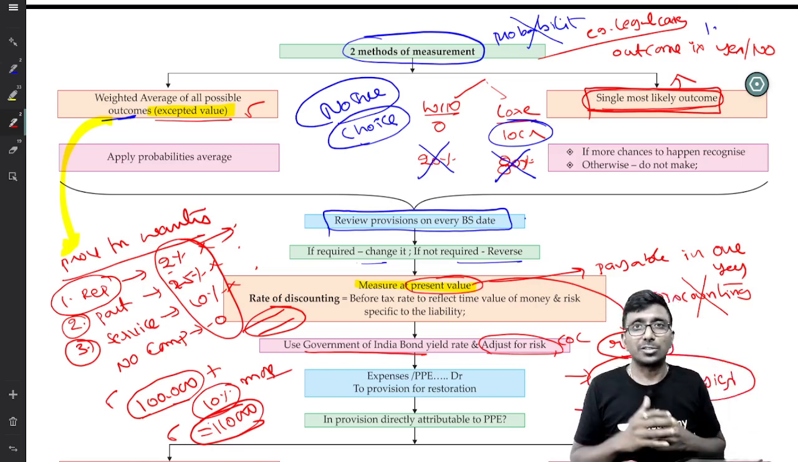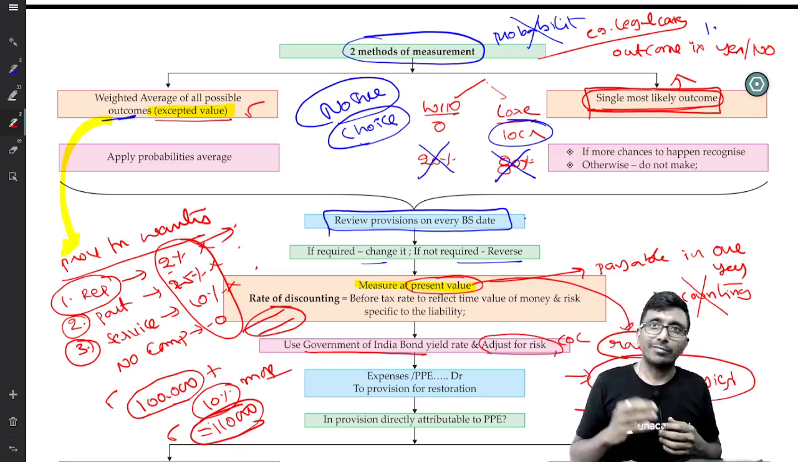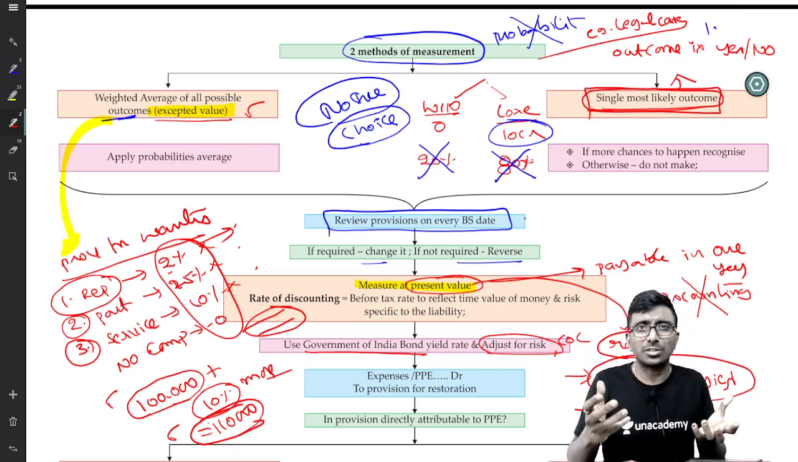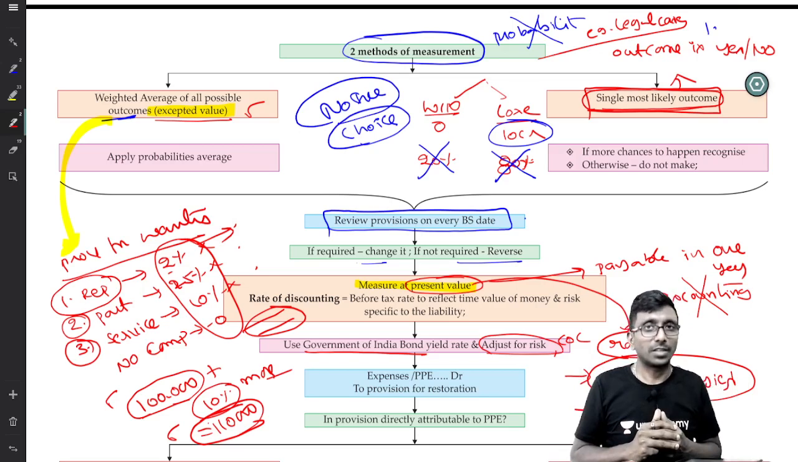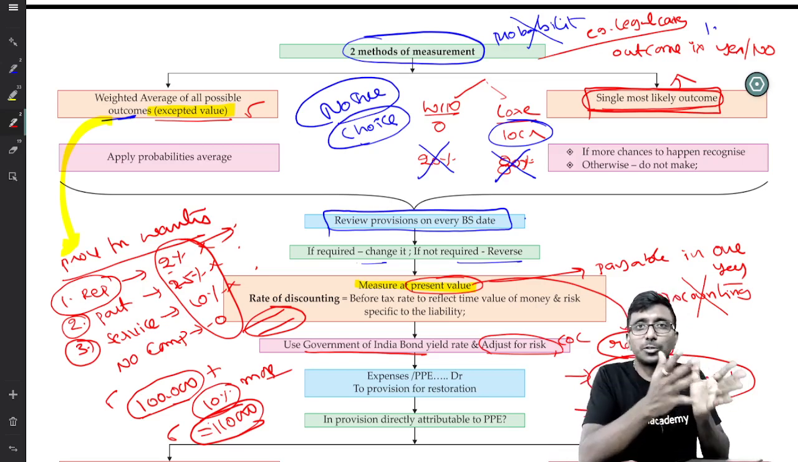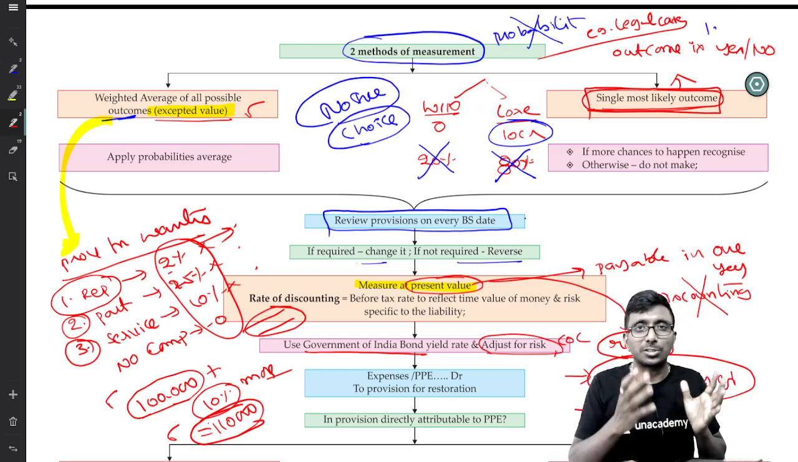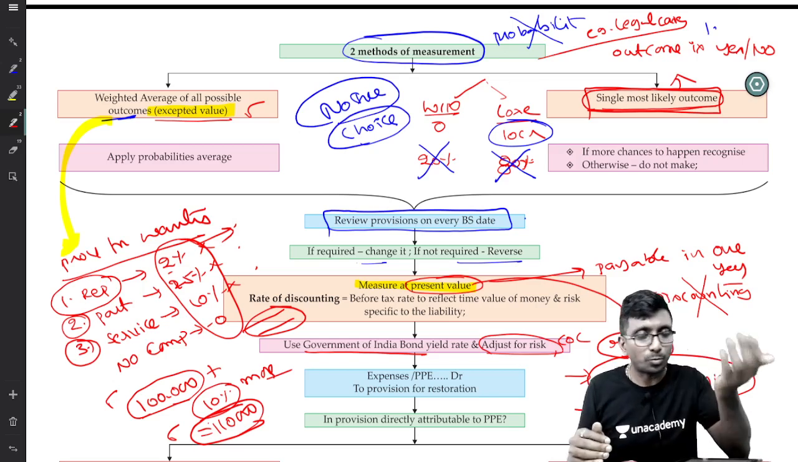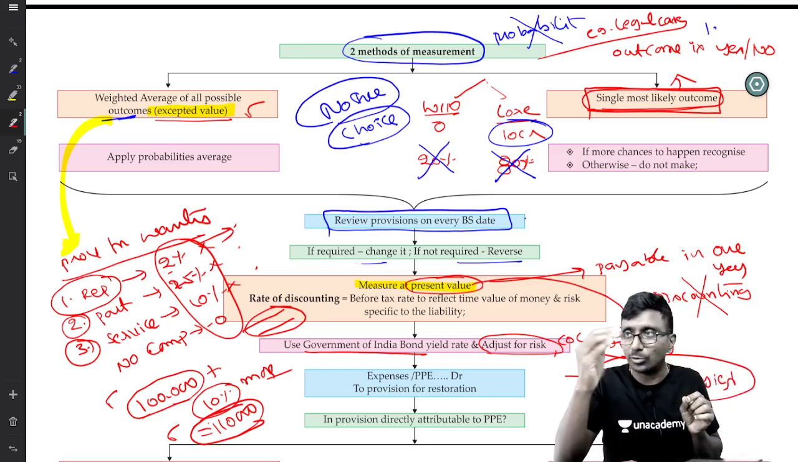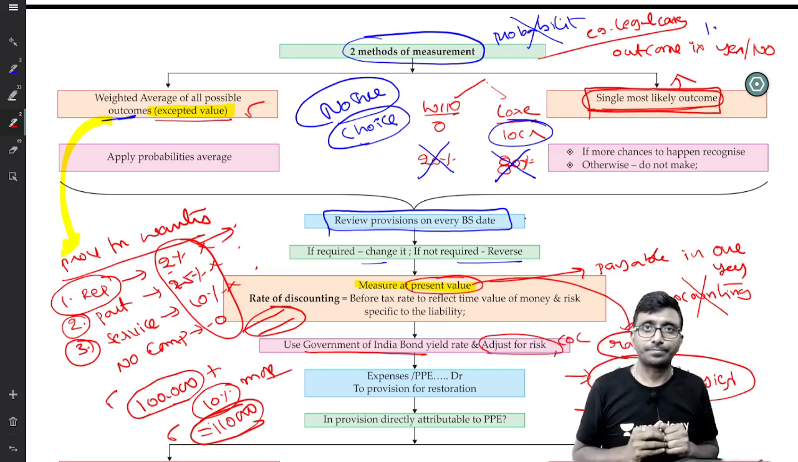No sir, it is not with respect to PPE. For example, a warranty provision is with respect to the sale of goods, so it is not with respect to a PPE. If it is with respect to the sale of goods, then charge it to P&L. That's all. Warranty expenses account debit, credit provision for warranty.